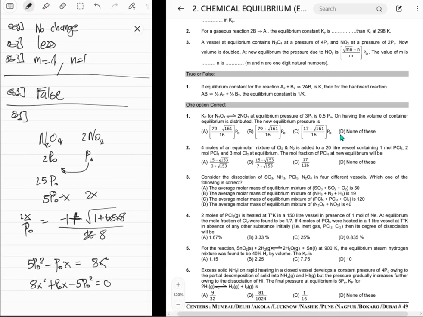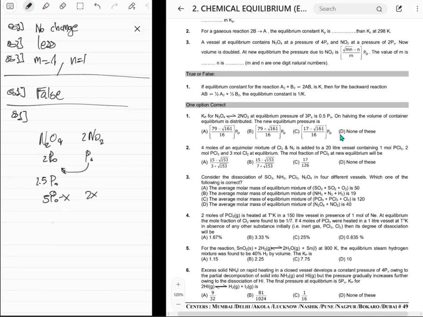Wait, what? Something went wrong? No, wait, this doesn't make sense. That should be 8x squared. Yes, that is correct. But that's not what we got. Why is there this 79 and 70 thing over here? It should be minus b, and that is minus p naught. Why would it be anything else? Okay, let's just form the equation once again. We'll see what we get.